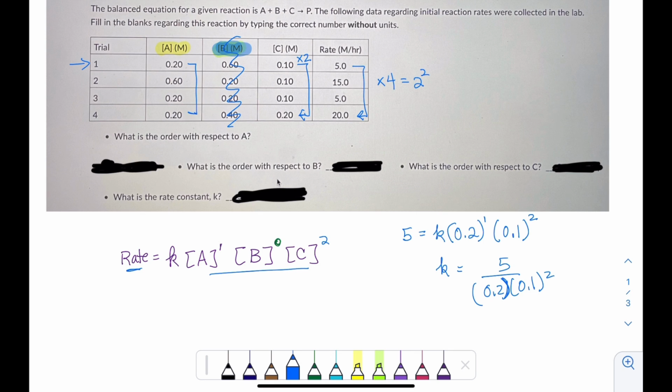Plug that in my calculator. 5 divided by 0.1 squared divided by 0.2. And I get that K is equal to 2,500. And if I plugged in values for trial 2 or 3 or 4, I should get exactly the same value.